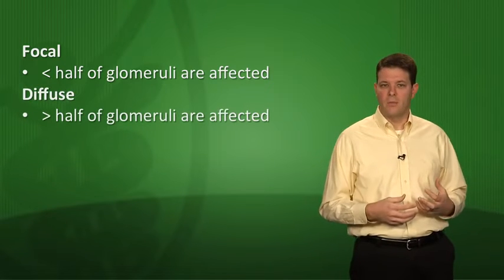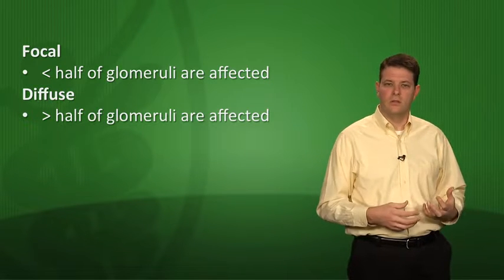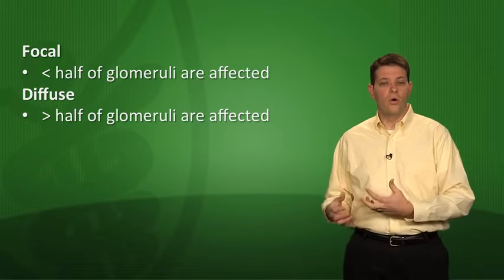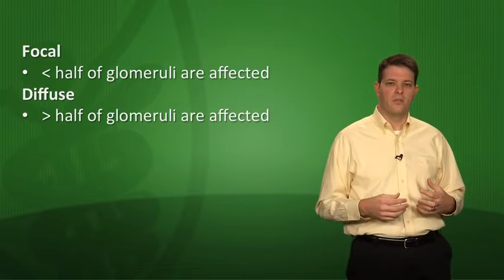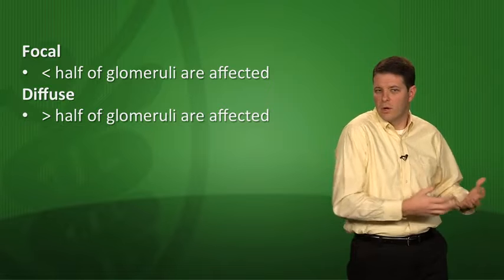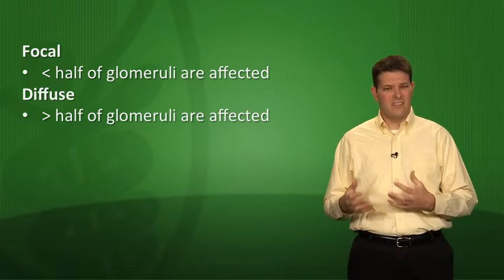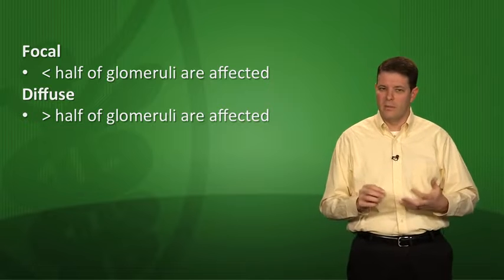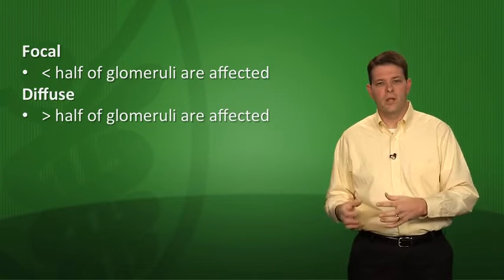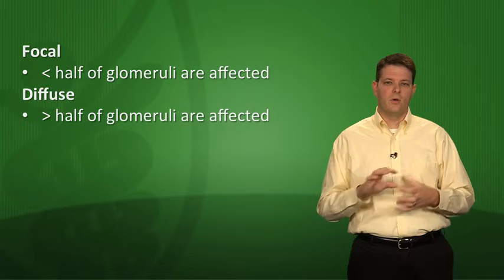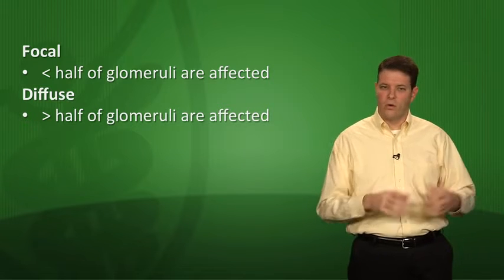And if more than half the glomeruli are affected, we call it diffuse. So that's why some diseases are called focal segmental glomerulosclerosis and others are called diffuse proliferative glomerulonephritis. It's just describing what we see on the biopsy. And even that's sort of a rough estimate. It's not like you have to count them all up exactly. But if most of the glomeruli are affected, that's diffuse. If it's only affecting the glomeruli here and there, it's focal.